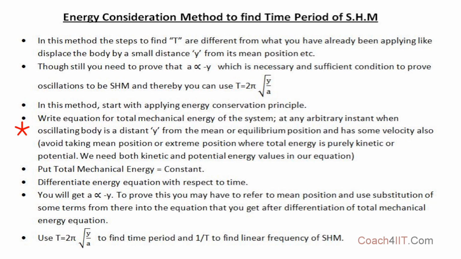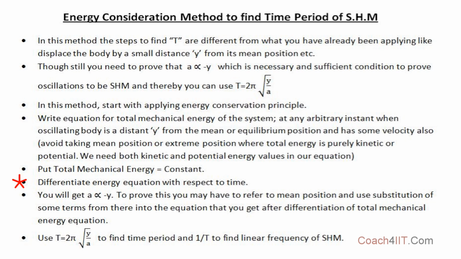Here, avoid taking the mean position or the extreme position. Because at the mean position we have only kinetic energy, whereas at the extreme position we have only potential energy. But if we take any arbitrary instant which lies between the mean position and the extreme position, we have both: an expression for the potential energy and an expression for the kinetic energy. So we write the expression for total mechanical energy in terms of potential energy and kinetic energy, and we put it equal to a constant, because these are not damped oscillations, there is no friction, etc. All the forces are conservative forces. That's why the total mechanical energy of this system is constant.